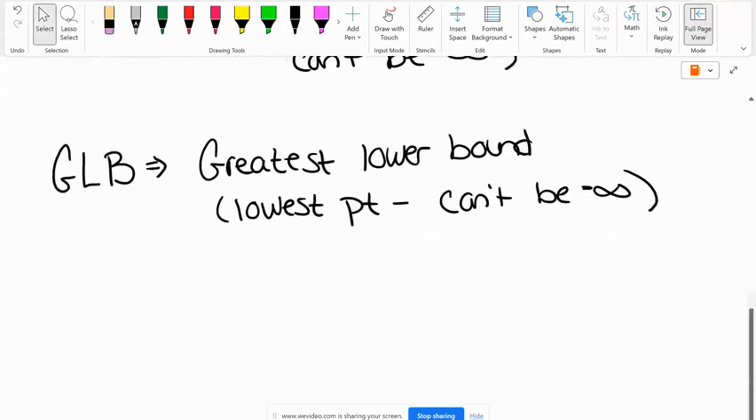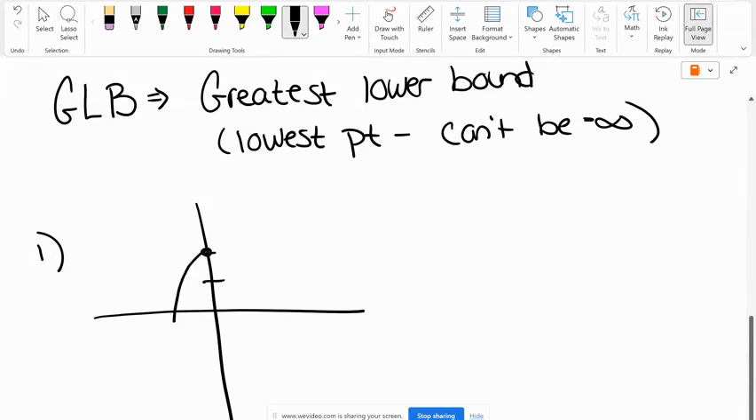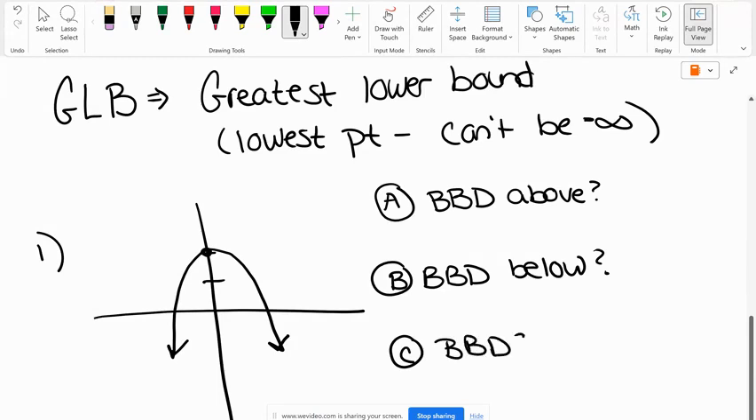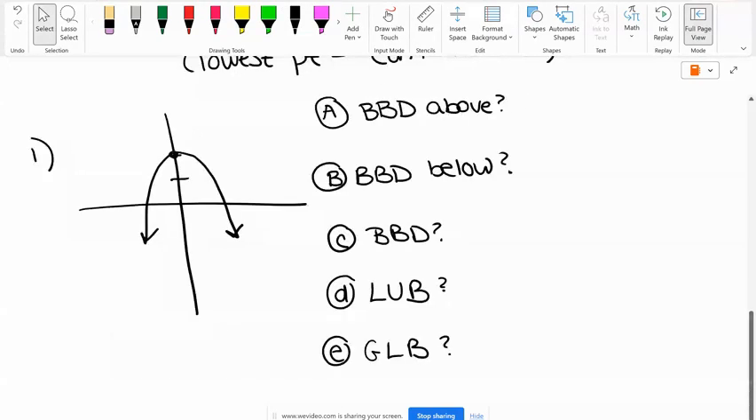All right, let's do an example. Let's say I gave you this graph, and I asked a series of questions. Okay, so copy this down and then we'll go through them.